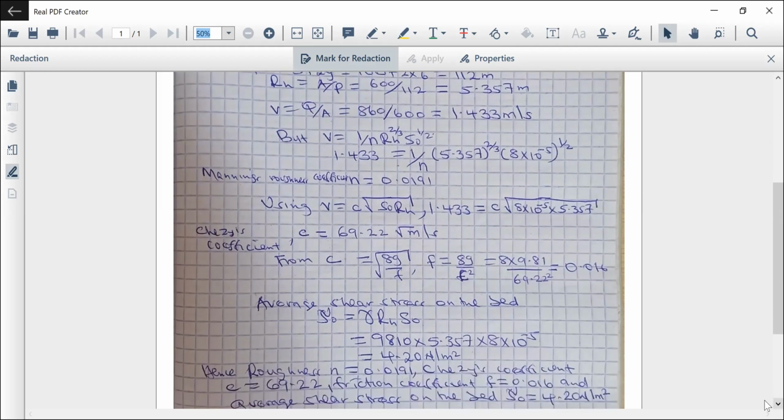Now, unit weight of water, we know that it is 9,810 Newton per cubic meter. How do we get it? Unit weight of water, gamma, is equivalent to density of water times gravitational field strength, which is 1,000 times 9.81. So we multiply by hydraulic radius, which we calculated, 5.357. We multiply by our bed slope, which was given as 8 times 10 power negative 5. So you find that the value of the shear stress on the bed will be 4.20 Newton per square meter.